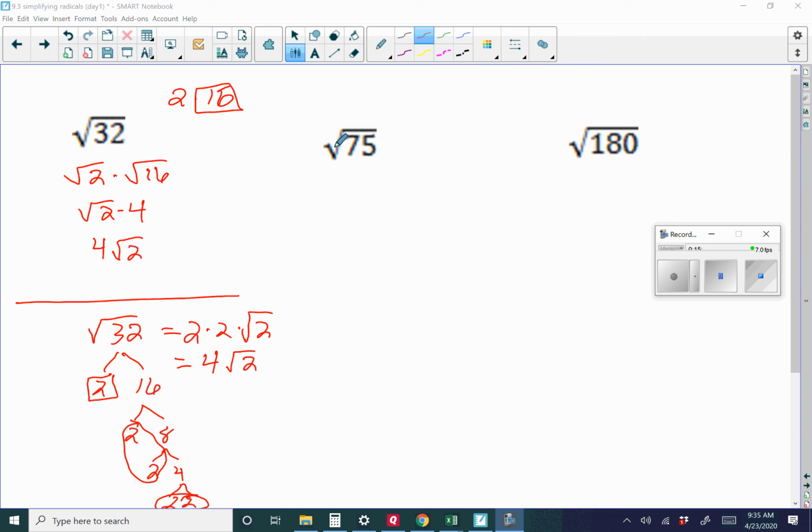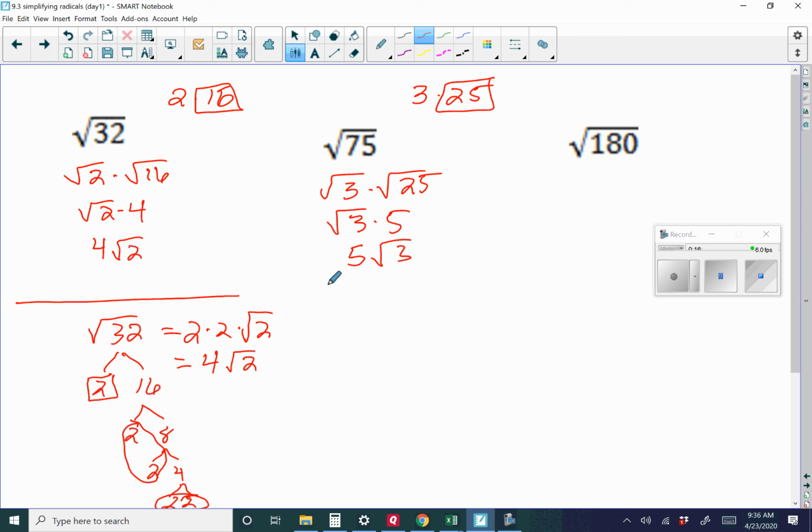So if you're looking for factors of 75, you would say, well, 2 times something isn't going to give you 75 because we know 75 is an odd number. But if I look at 3 times 25, I see that 25 is a perfect square. So I'm going to break this up into the square root of 3 times the square root of 25, which gives me the square root of 3 times 5. And of course, I rearrange that because I always want the radical last. Okay, so 5 square root of 3.